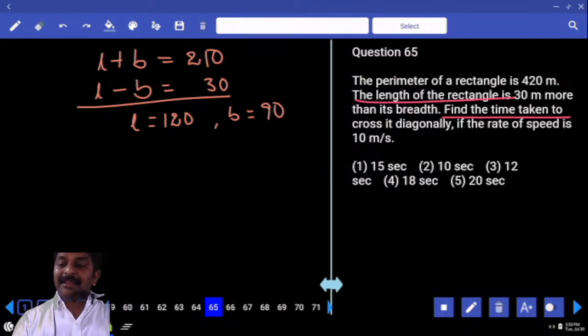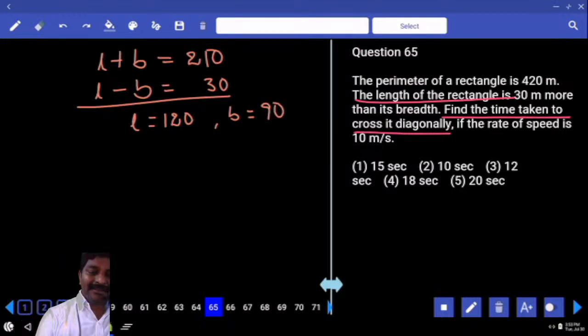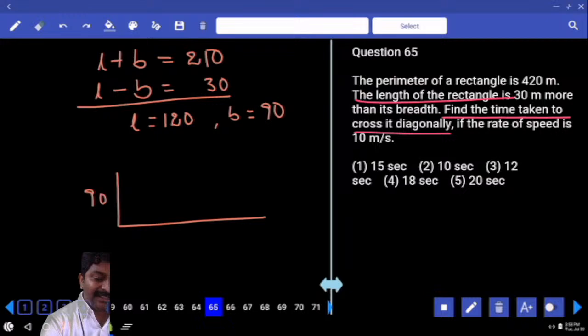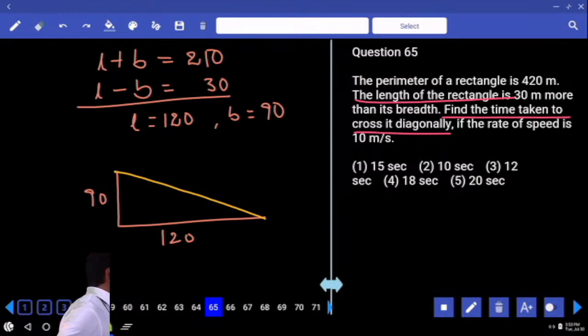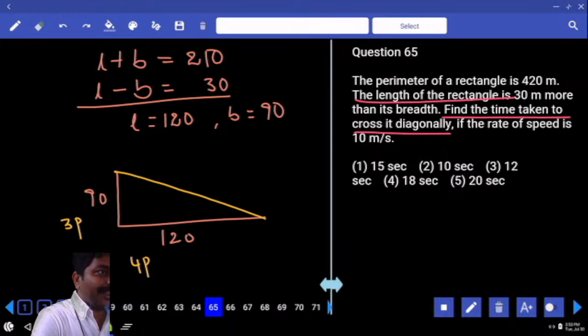Find the time taken to cross it diagonally. Okay, there is a rectangle. This is 90 and this is 120, and what do we need here? The diagonal. Pythagoras triplet, because it is 90 degrees. When you have a Pythagoras triplet, if you observe these 2 numbers, 90 and 120, can I treat it as 3 parts? 3 times 30. This is 4 parts, 4 times 30. Pythagoras triplet 3 is to 4 is to 5.